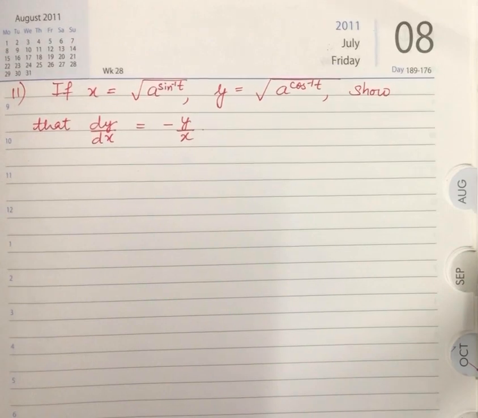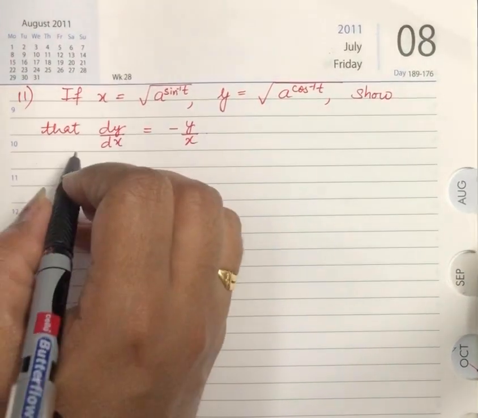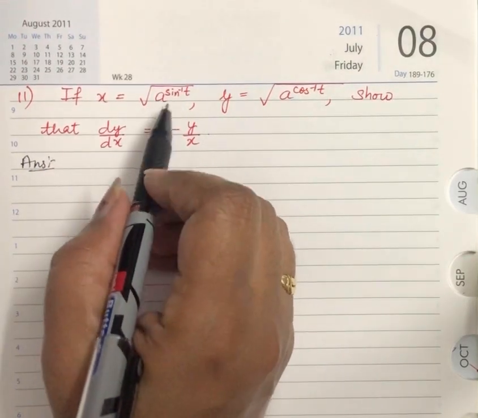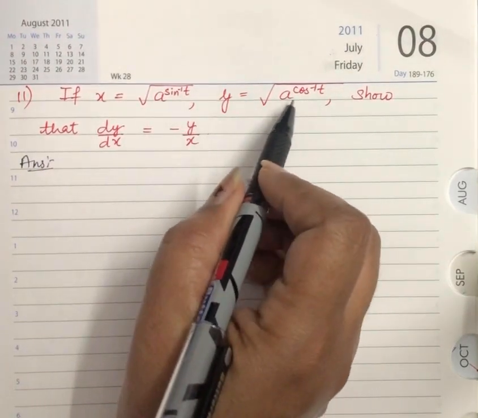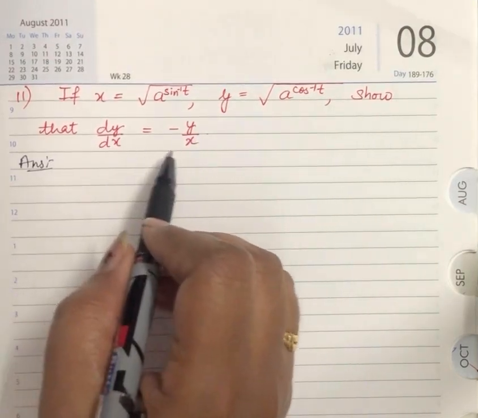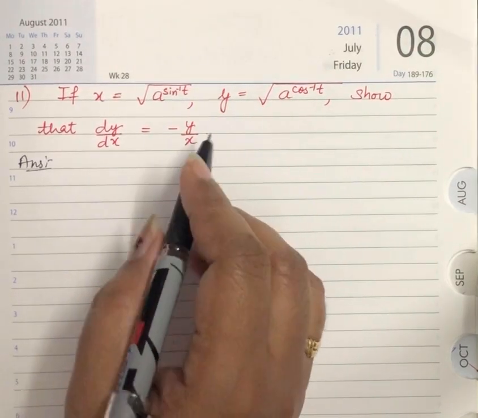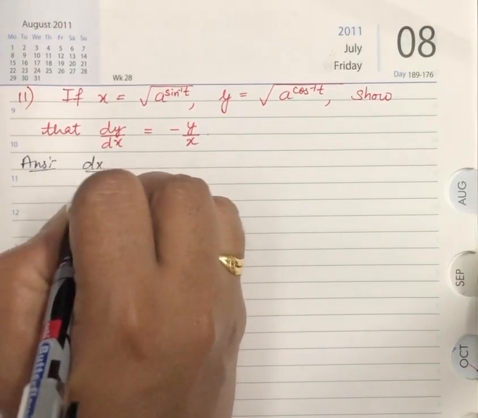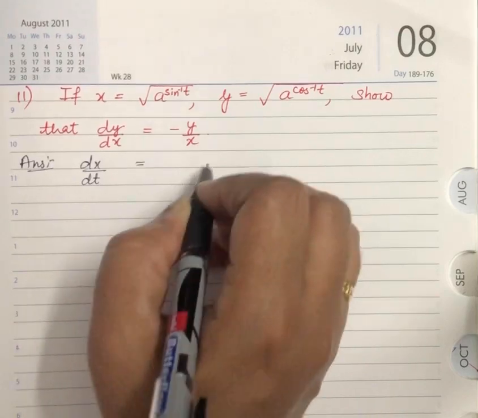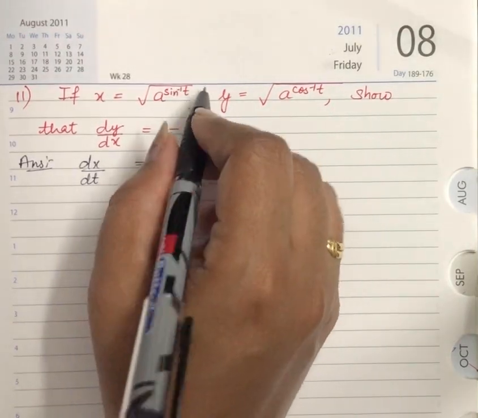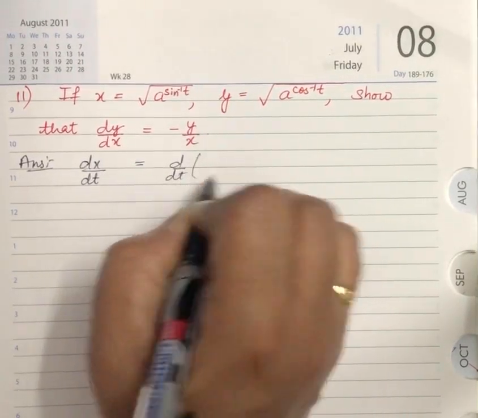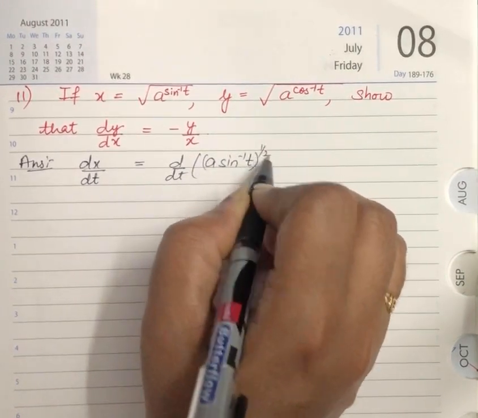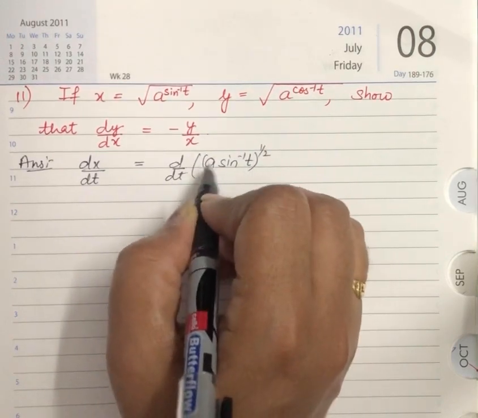Now question number 11 says, if x is equal to under root a to the power sin inverse t, y equal to under root a to the power cos inverse t, show that dy by dx equal to minus y by x. So now first of all we will find out dx by dt. That will be equal to d by dt of a to the power sin inverse t, the whole to the power 1 by 2.